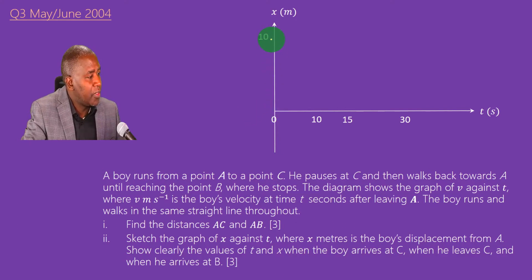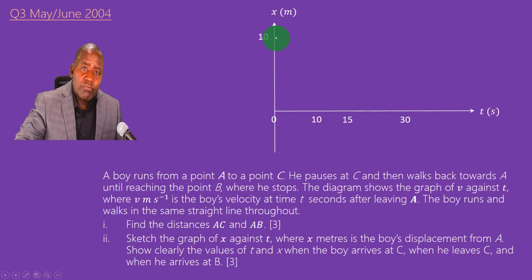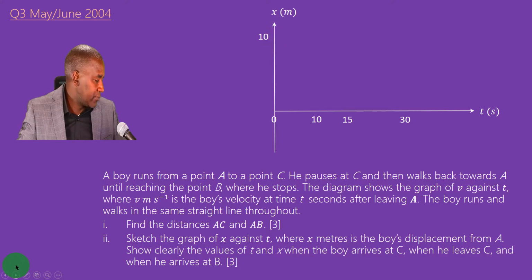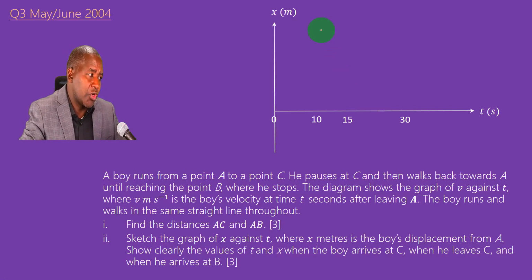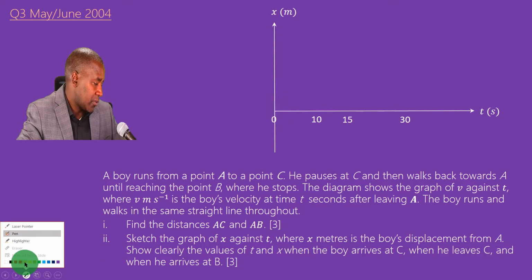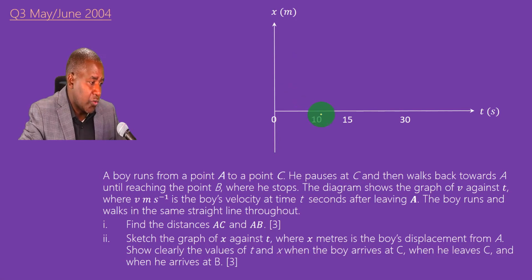So, again, I've got to make a few corrections here. Just pardon me. How do we represent uniform velocity on a displacement time graph? Uniform velocity is represented with a straight line. The straight line. So for the first 10 seconds, this line will be straight like this. Straight line.